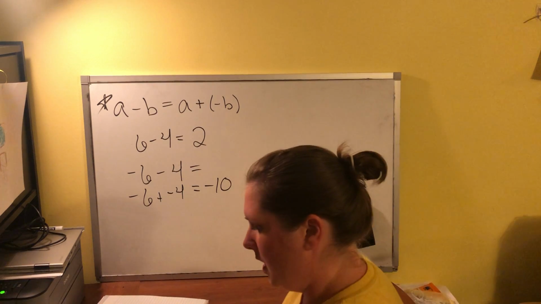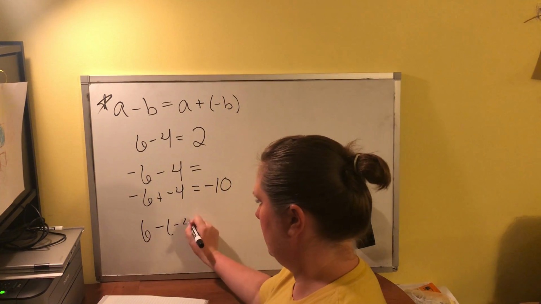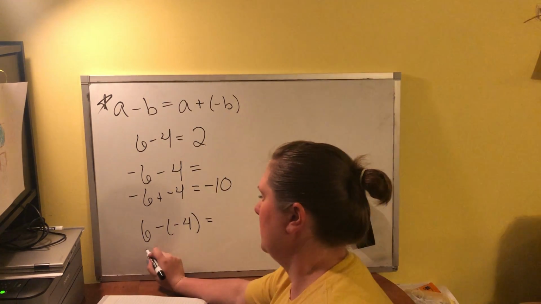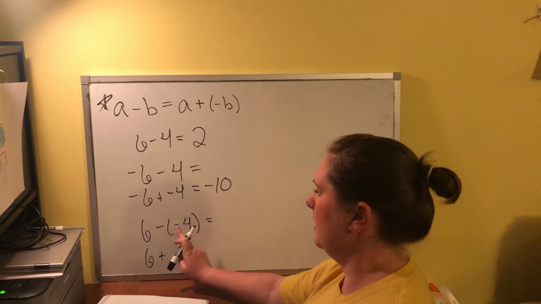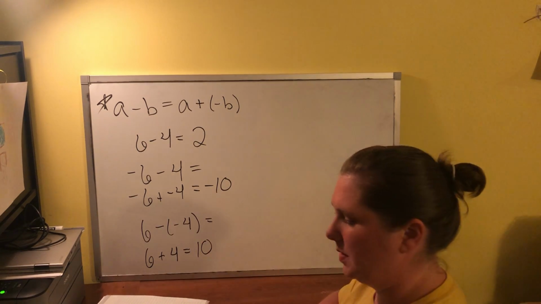Okay. Let's say we were given 6 minus negative 4. We want to apply our property, so we keep our 6. Subtraction becomes addition. Now I have a negative and a negative becomes positive. So this answer becomes a positive 10.